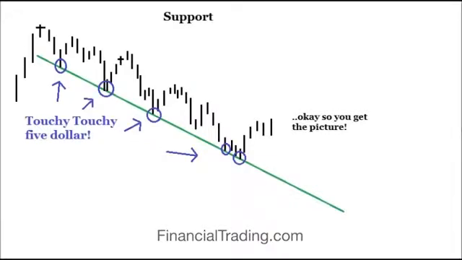Right, on here we're going to talk through support lines. What basically they are, each of these black little bars represent 1 day of price movement. So what happens is it starts going up and then it comes back down.